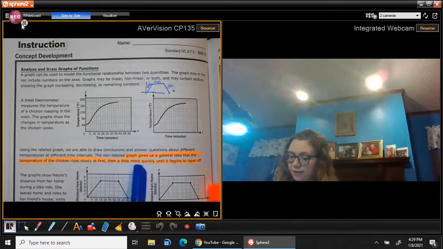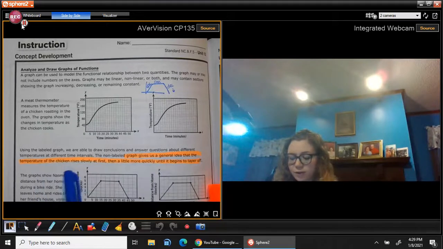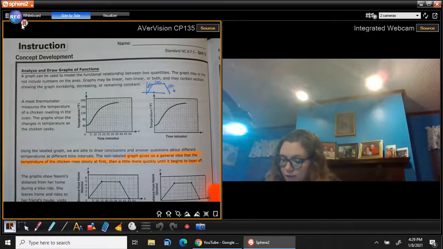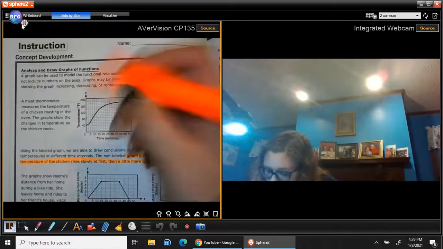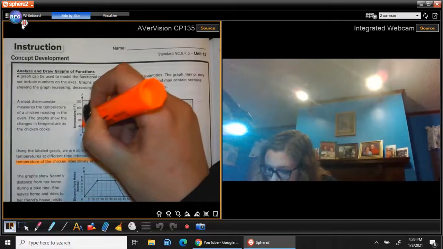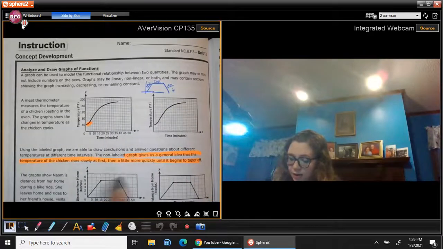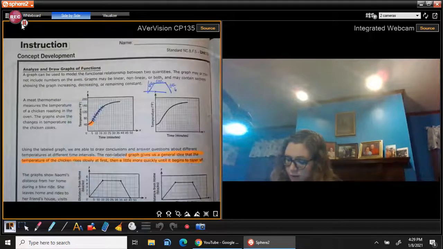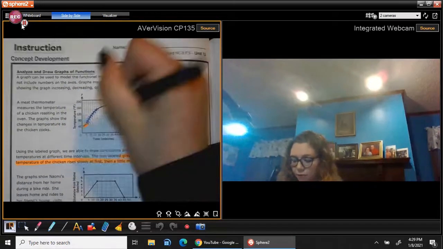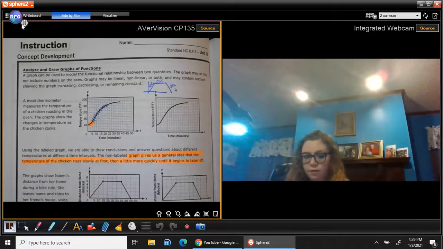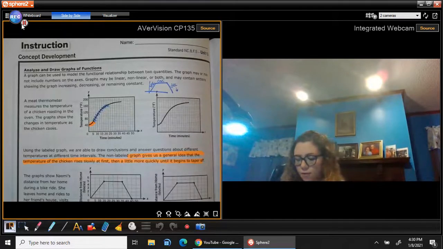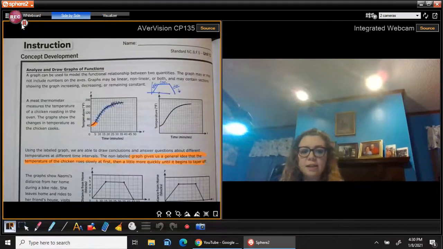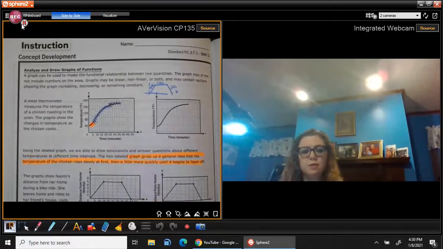So the graph gives us a general idea that the temperature of the chicken rises slowly at first, so you can look at this part right here. Then it starts to pick up a little more quickly, until it begins to taper off. So there are different parts to this graph, and this graph matches exactly what this is saying.